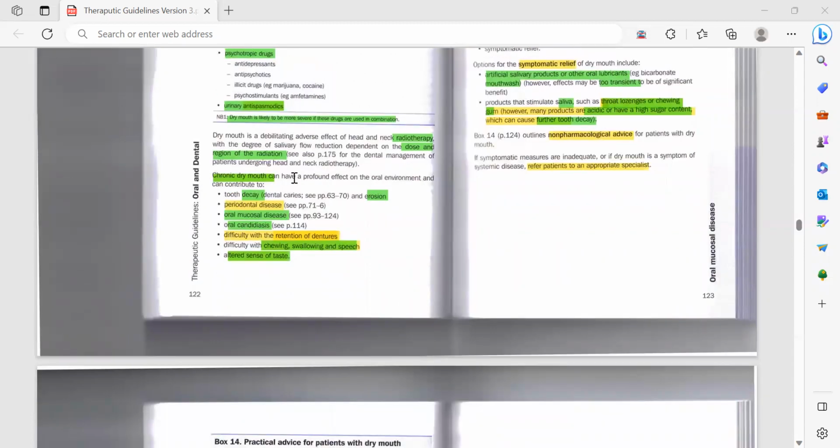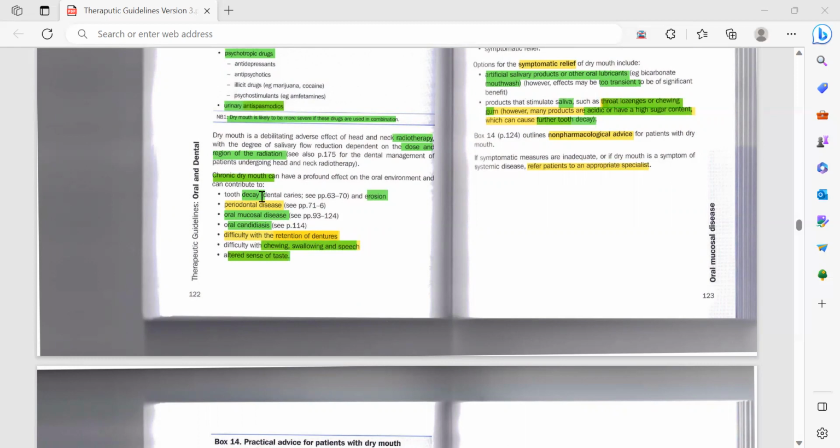And then chronic dry mouth can have a profound effect on the oral environment and can contribute to tooth decay and erosion, periodontal disease, oral mucosal disease, oral candidiasis, difficulty with retention of dentures, difficulty with chewing, swallowing, and speech, and altered sense of taste. Okay, so just try to remember it like that.